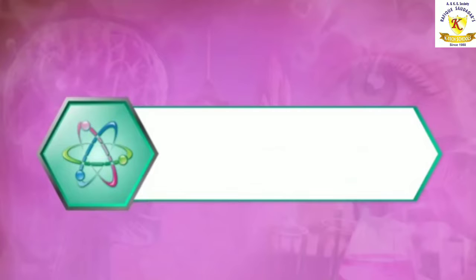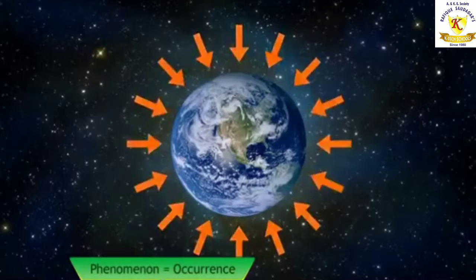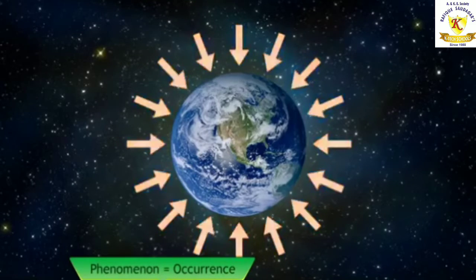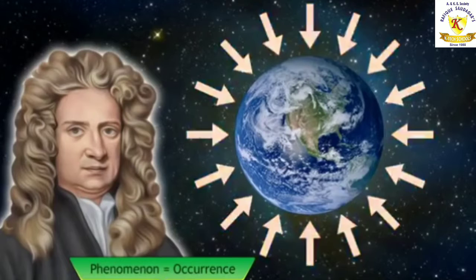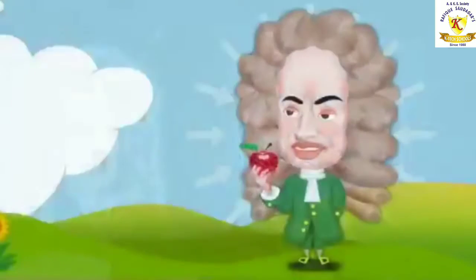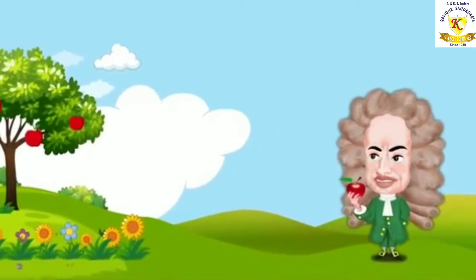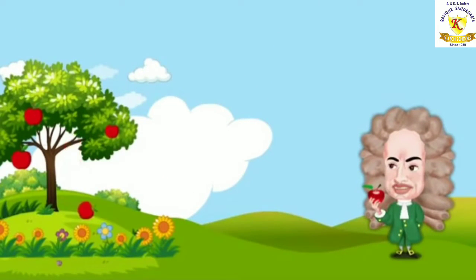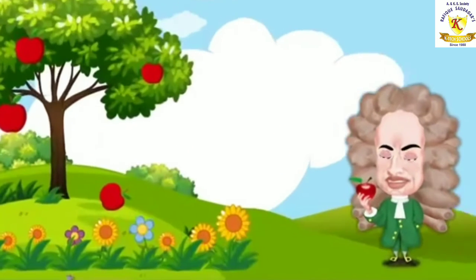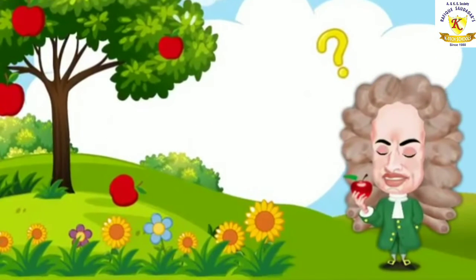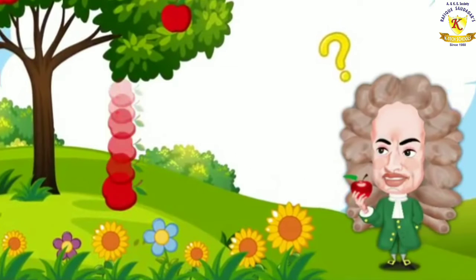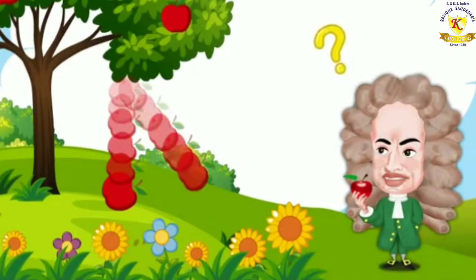Gravitation. As we have learnt, the phenomenon of gravitation was discovered by Sir Isaac Newton. As the story goes, he discovered the force by seeing an apple fall from a tree on the ground. He wondered why all apples fall vertically downward and not at an angle to the vertical. Why do they not fly off in the horizontal direction?